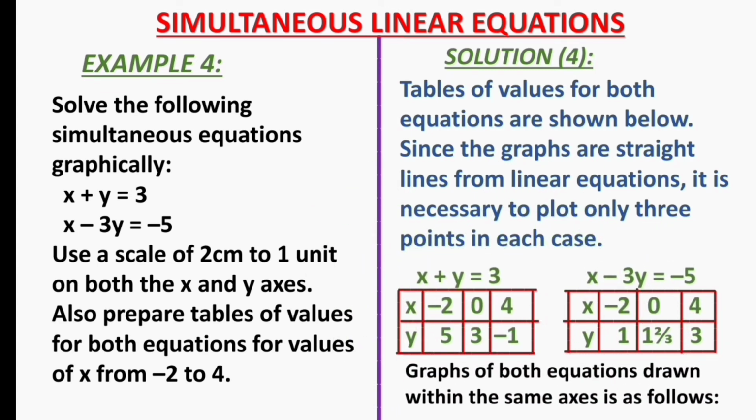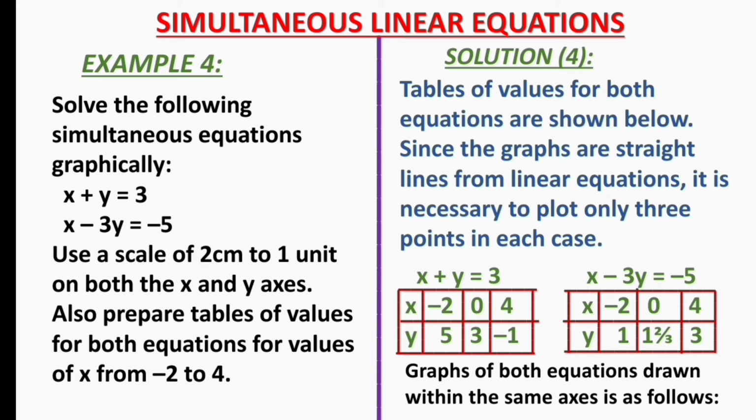For the table of values for the first equation, which is x plus y is equal to 3, we have it that when x is -2, y is 5. When x is 0, y is 3. And when x is 4, y is -1.